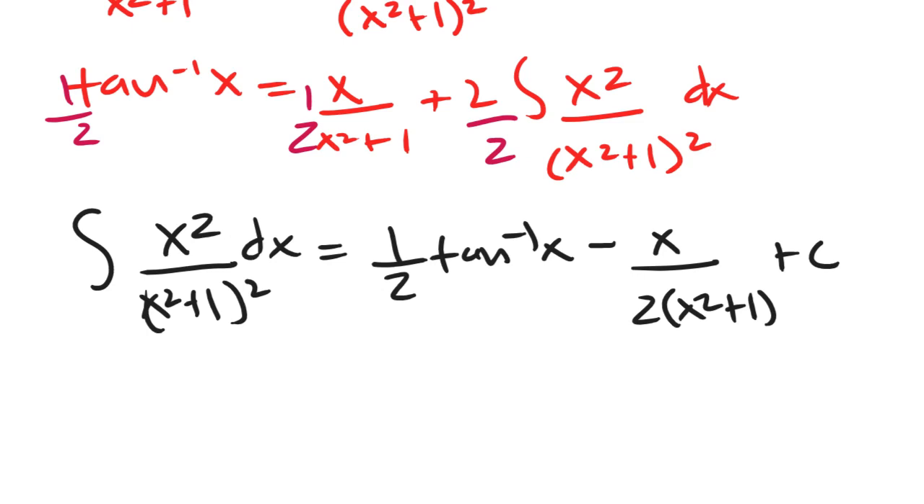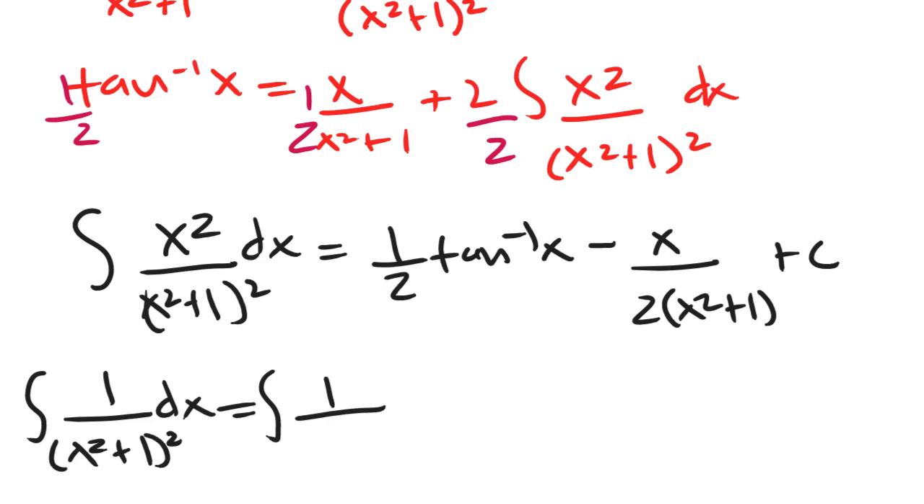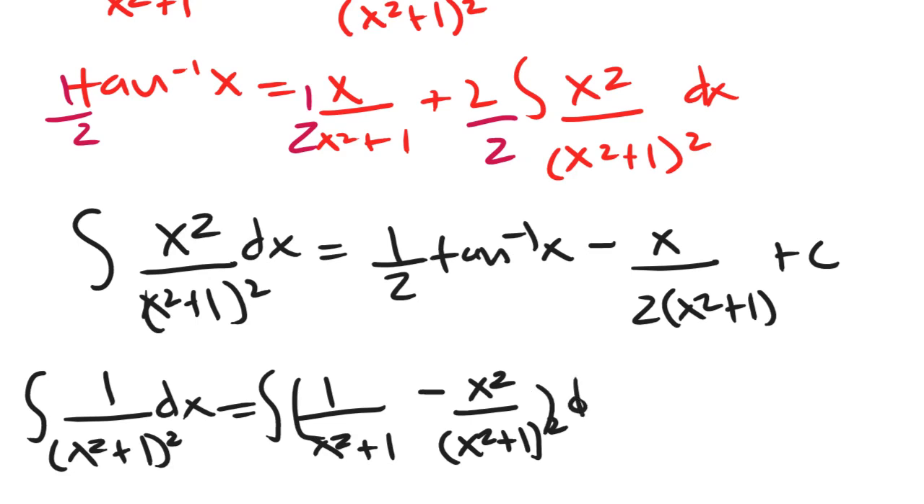Now, considering this though, what did we get when we rewrote the equation from earlier? The integral of 1 over x squared plus 1 to the second power dx. We said that basically that's going to be equal to 1 over x squared plus 1. And then what did we say that it was going to be? It was going to be minus x squared over x squared plus 1 to the second power. That was just by adding in 0, remember? So that's going to be dx.